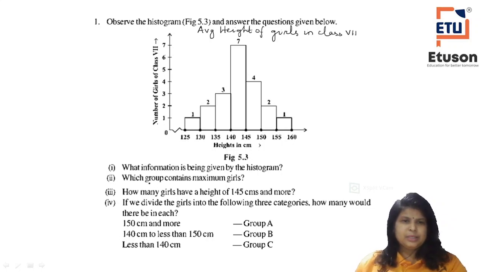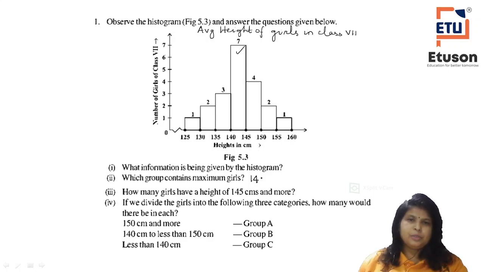What about the second question? Which group contains maximum girls? So here frequency 1, 2, 3, here 7. So which group contains the maximum? This group, right? And what is that group? It is between 140 to 145.